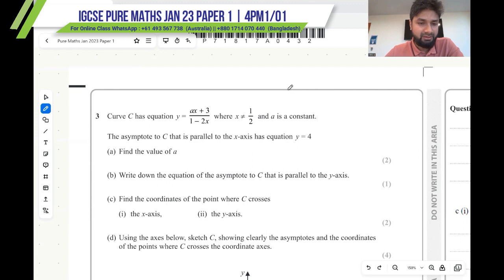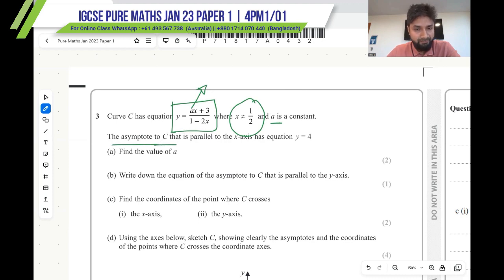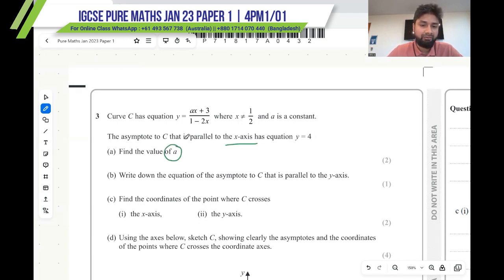All right, let's start with question 3. It says the curve C has equation this, where x is not equal to half and a is a constant. We can see a is unknown over here. The asymptote to C that is parallel to the x-axis has equation y equals 4. So the equation for the asymptote is already given. Find the value of a. So you need to find the unknown over here.